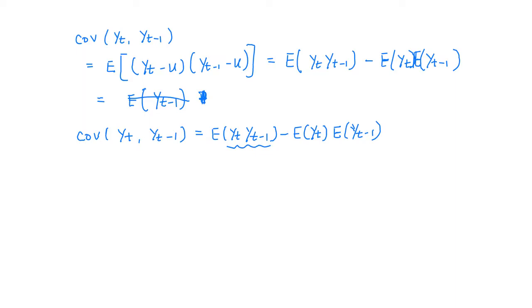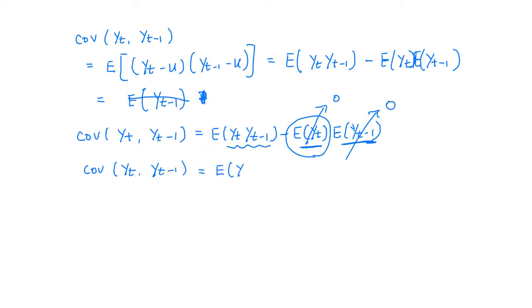Right? The covariance is the second moment of these two random variables, the product of those two variables, minus the product of their first moments. We know that this will equal 0, and this will equal 0, given they are moving average processes. So the covariance with yt minus 1 is just the expectation of the product. Now things will become easy.